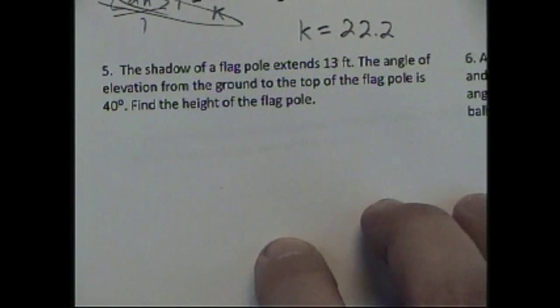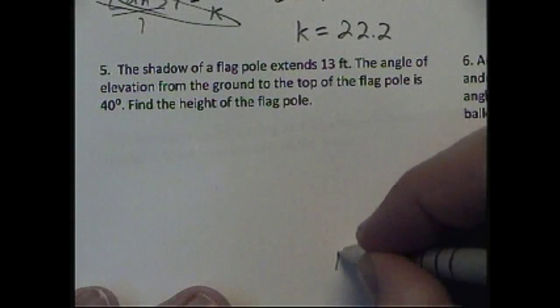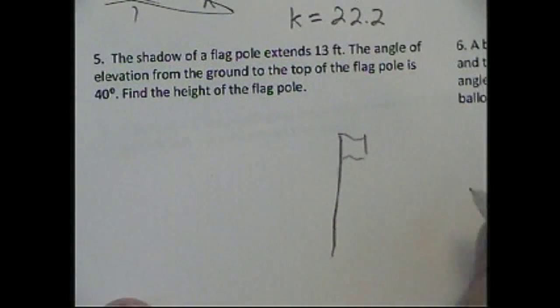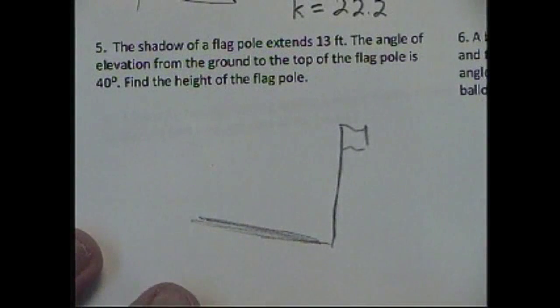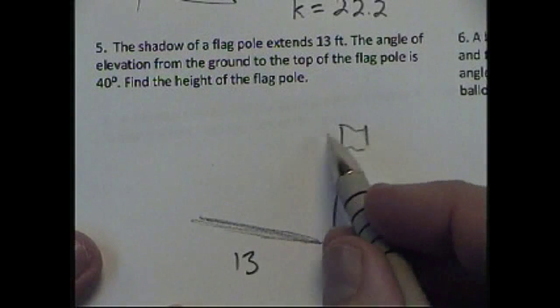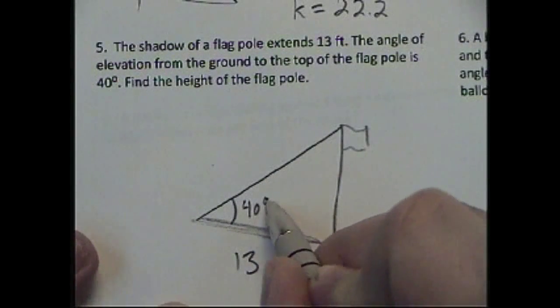Moving on to number 5. The shadow of a flagpole extends 13 feet. The angle of elevation from the ground to the top of the flagpole is 40 degrees. So we've got a flagpole. The shadow of that flagpole goes backwards and extends 13 feet. The angle of elevation from the ground to the top of the flagpole is 40 degrees. So you've got a 40-degree angle right here.